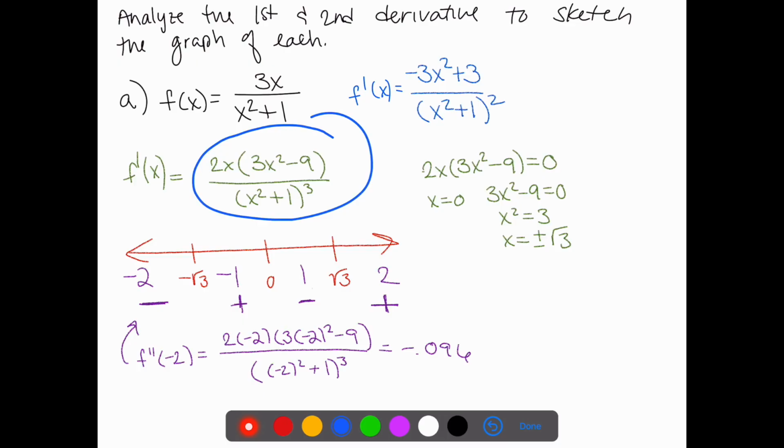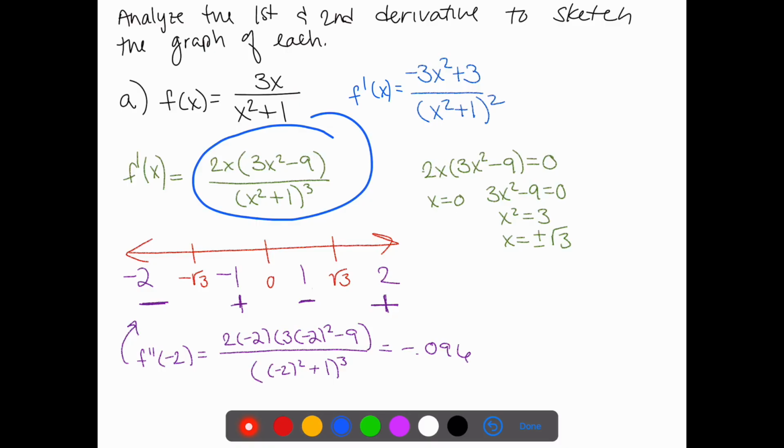My calculator told me that was negative 0.096. And so the thing I'm going to write down in my table is the negative. The important thing is I got a negative when I plugged negative 2 in. I'm going to do the same for each of my test values.